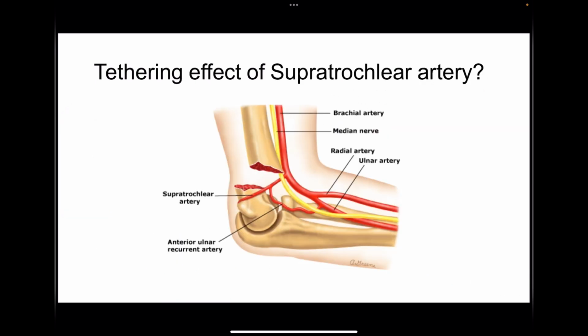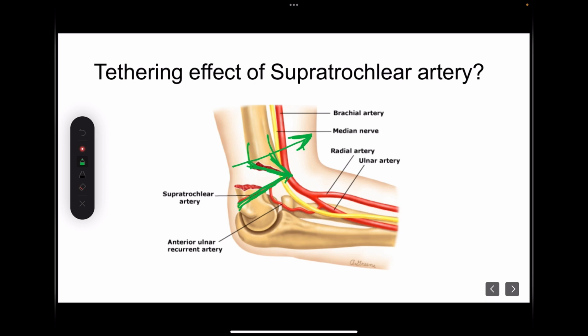Coming to the next slide, why is vascular injury so common in supracondylar humerus fracture? Whenever we talk about supracondylar humerus fracture, we always keep in mind that the child is likely to have vascular injury, and we always look for vascularity and distal pulses. We always keep compartment syndrome in mind. Why is it so common? Because of the tethering effect of the supratrochlear artery. This keeps the artery in place, and whenever the proximal fragment goes into displacement, the artery never goes with it. So this fragment is likely to puncture the artery.